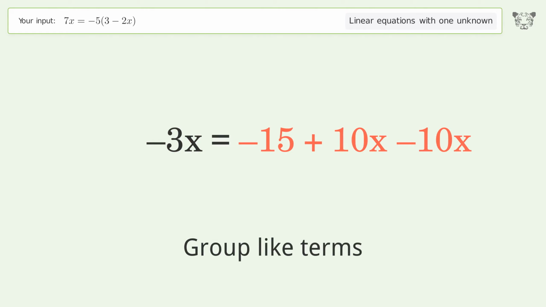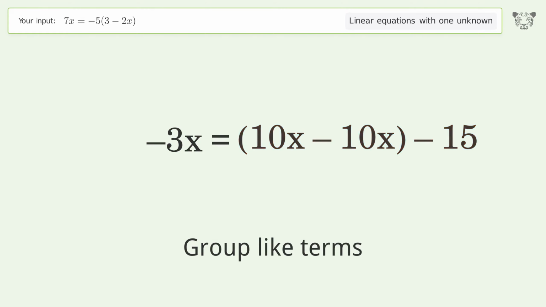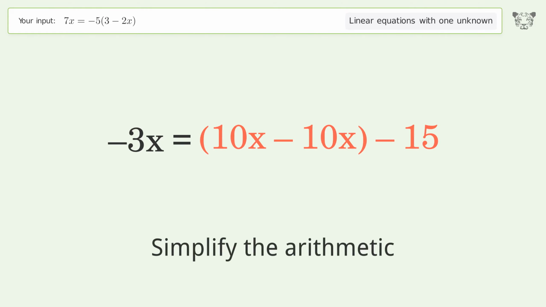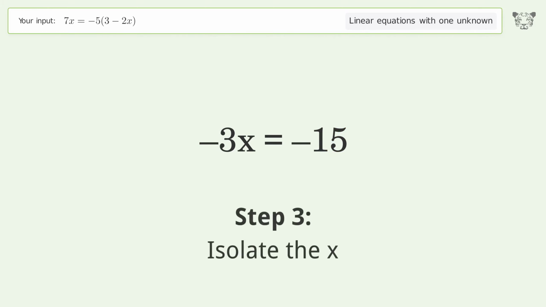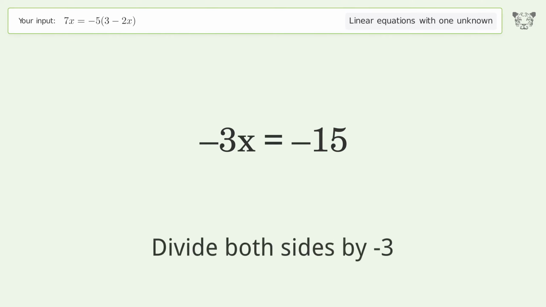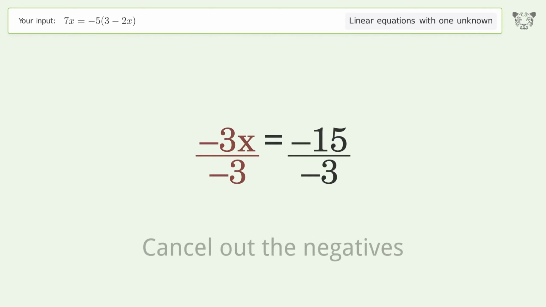Group like terms. Simplify the arithmetic. Isolate the x. Divide both sides by -3. Cancel out the negatives.